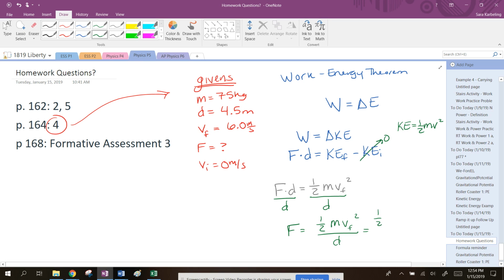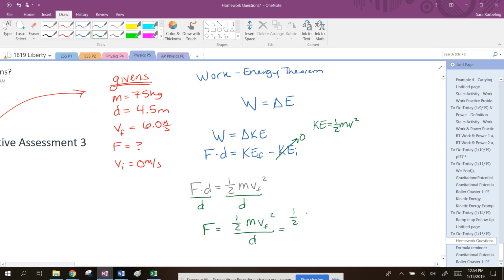So 1/2 times 75 kilograms times 6 meters per second. That whole thing is squared. So that 6 is squared, not the rest of it, just the 6. And then we'll divide that by 4.5. How are we doing? Is that okay? That should give us an answer.